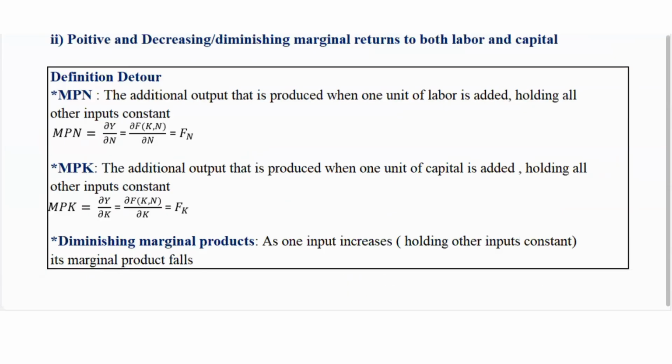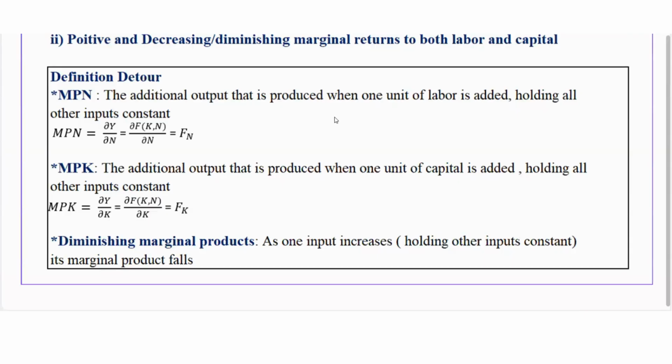Now the second assumption that we'll make is that the production function satisfies positive and diminishing marginal returns to both labor and capital. Here we need to look at a couple of definitions. Here, MPN is the marginal product of labor, or the marginal returns of labor. This is the additional output that is produced when one unit of labor is added, holding all of the inputs constant. This is key: you're holding all of the inputs constant.